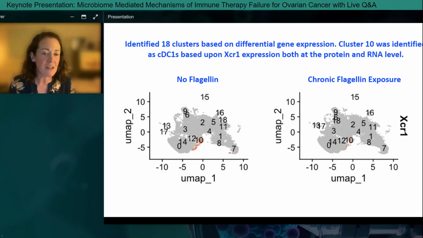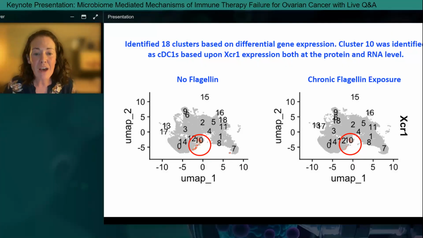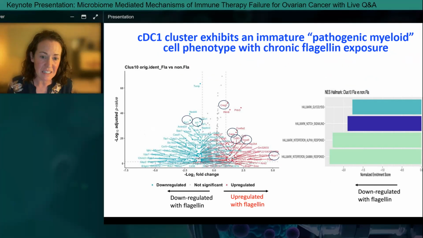We next wanted to identify the cross-presenting dendritic cells. And because we did not see differences in their expansion, we wanted to ask whether they are transcriptionally different, or they're just more of the bad players that are present within that microenvironment. And so we identified 18 clusters with our single-cell RNA sequencing, and we used both protein and RNA expression to identify our cDC1s, which is this cluster 10 circled here in red. What we found with this analysis is that indeed the cross-presenting dendritic cells are significantly distinct.